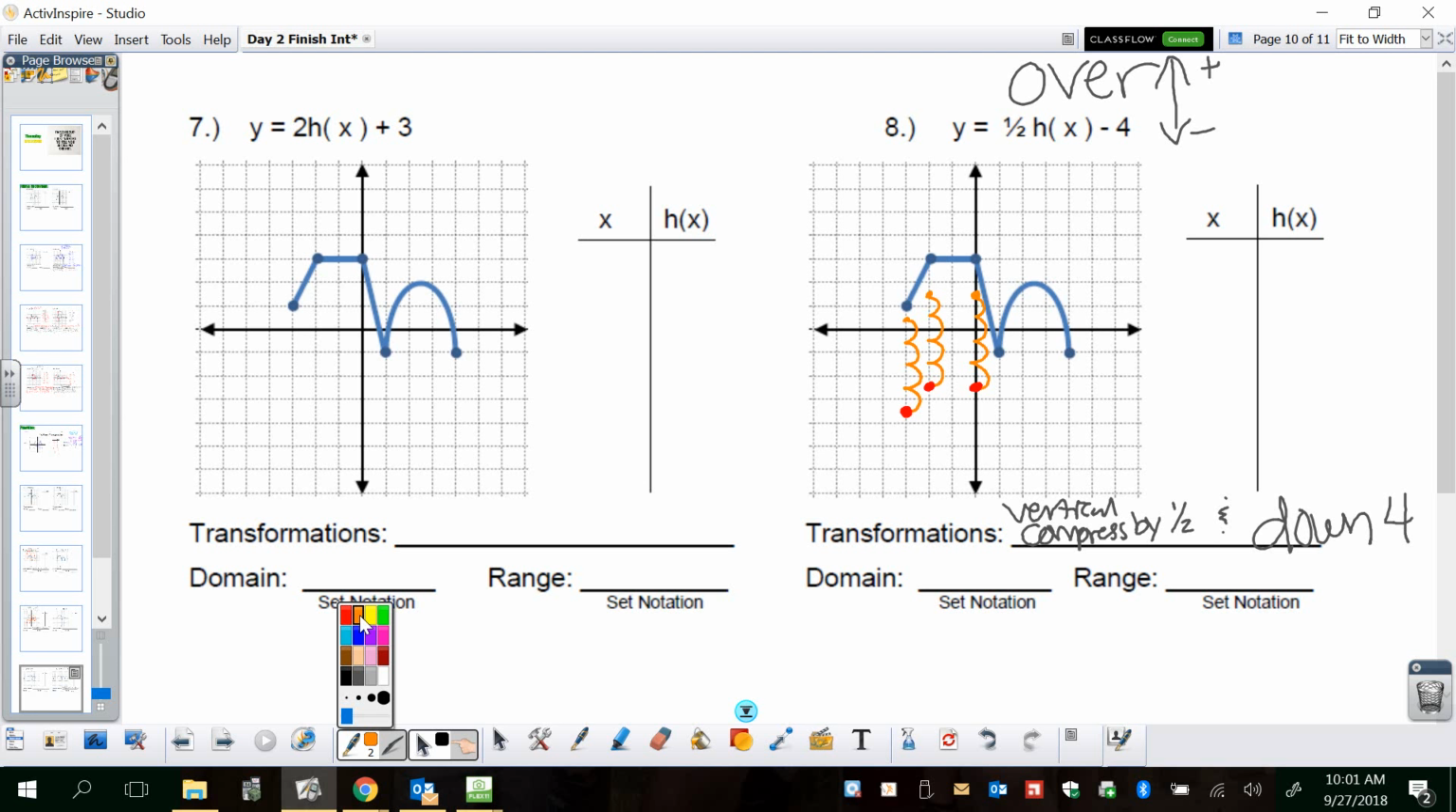Now this goes down -1, so that means I'm going to start where? I'm going to start at -1/2 and go down 1, 2, 3, 4. And again, -1, half of that is -1/2. And go down 1, 2, 3, 4.